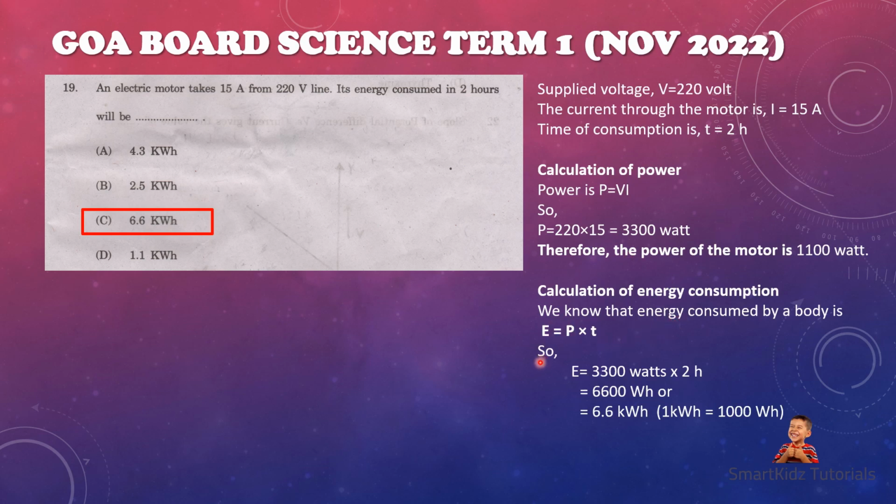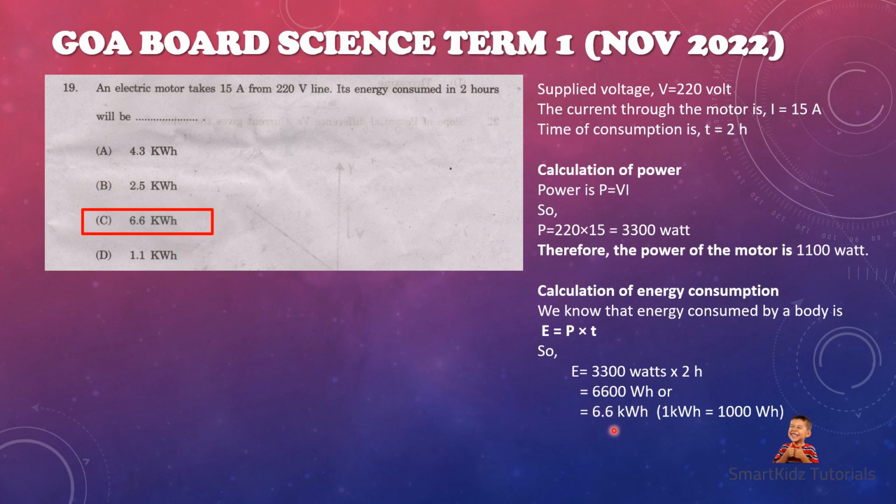So the formula for that is energy consumed is equal to the amount of power supplied and the time taken. So that is 3,300 watts into 2 hours. That comes to 6,600 watt hour. But we need it in terms of kilowatt hour, right?